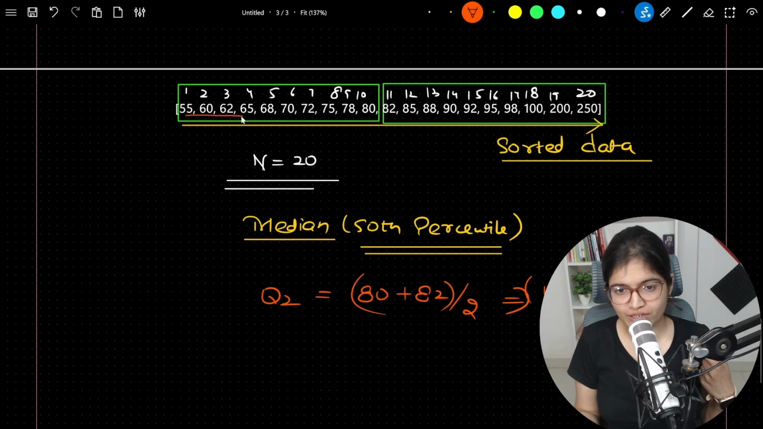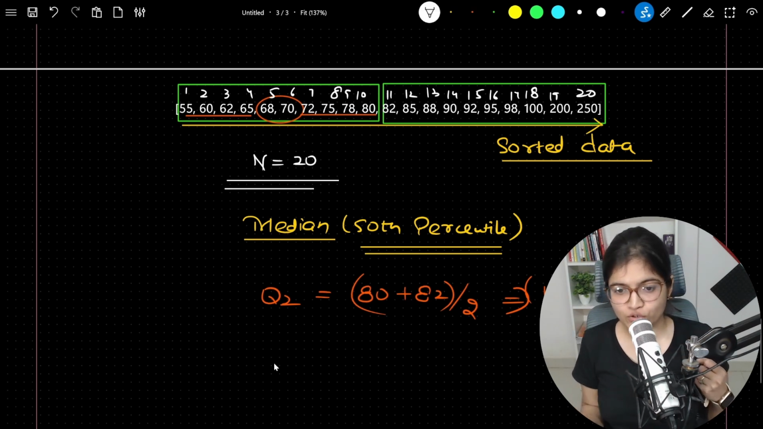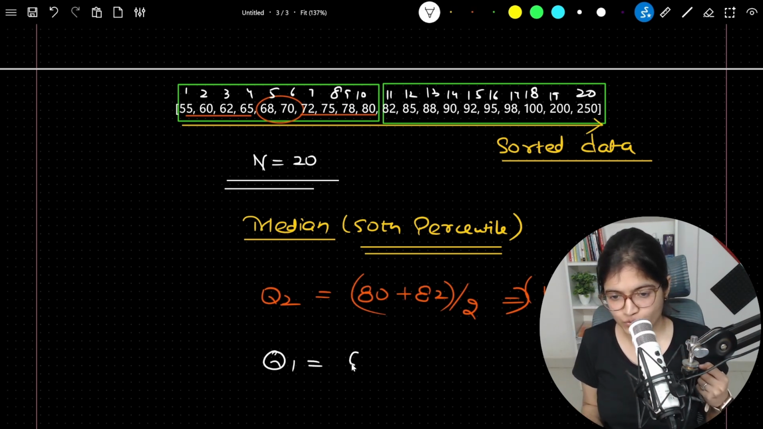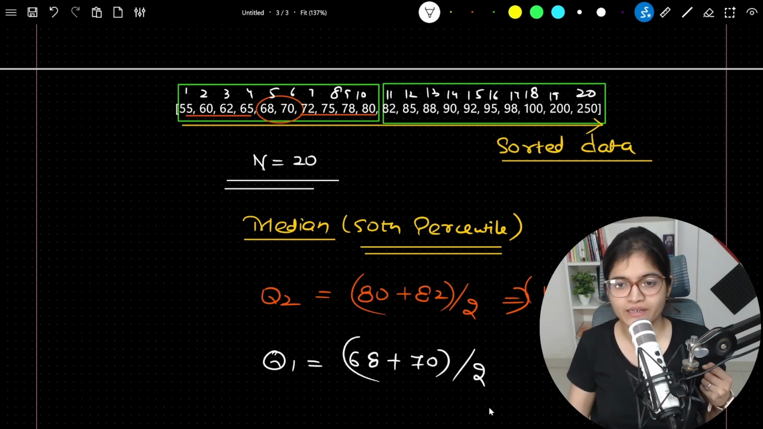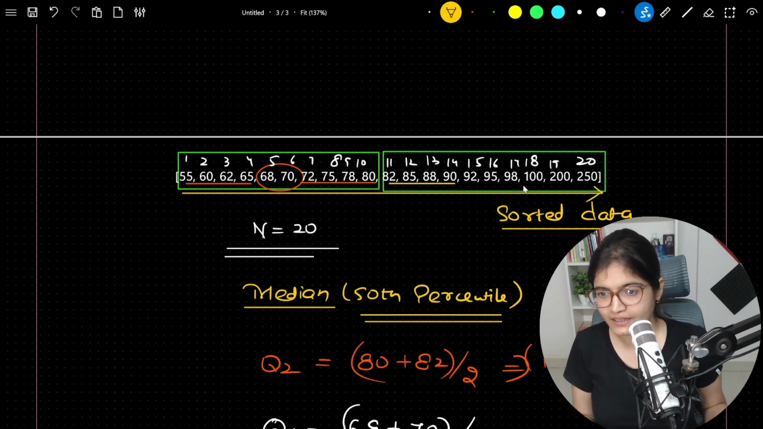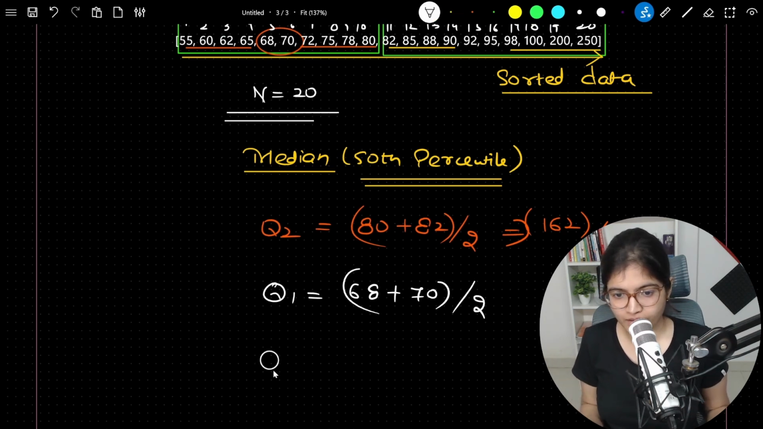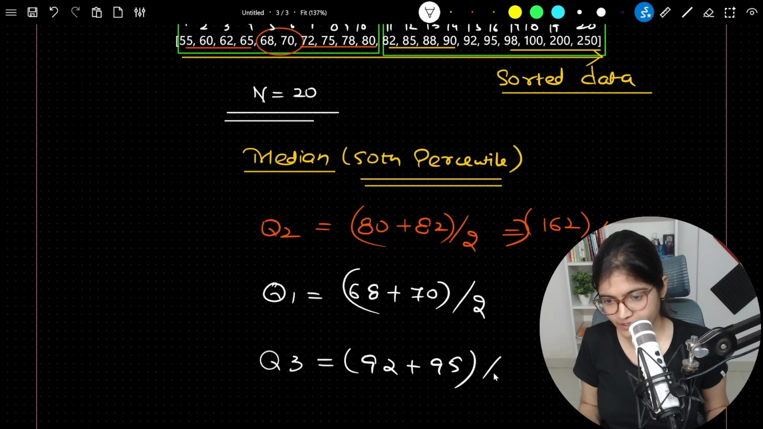So 1, 2, 3, 4 if we leave here, 1, 2, 3, 4 if we leave here, I think we can take this as a combination, right? So Q1 will be equal to 68 plus 70 divided by 2. Similarly, you can do the same thing to evaluate Q3. You leave the 4 values initially, and the 4 values at the end, and Q3 will become 92 plus 95 divided by 2.